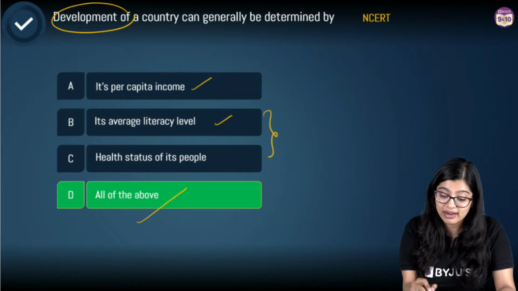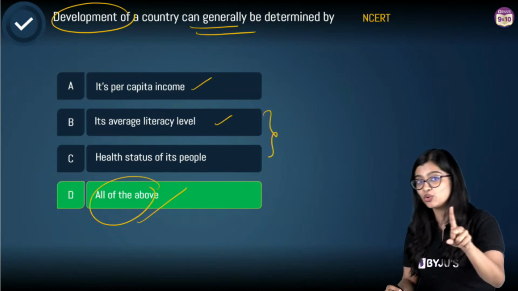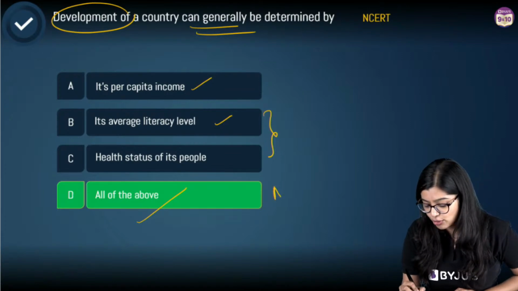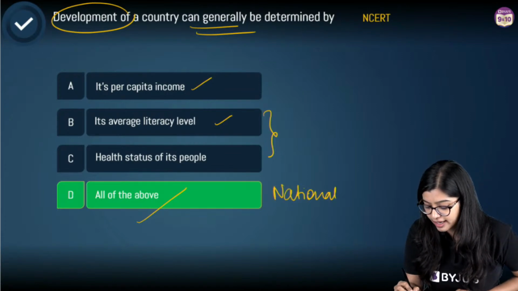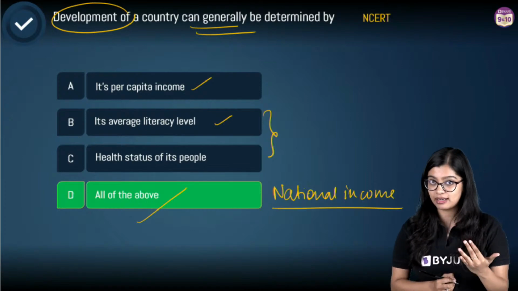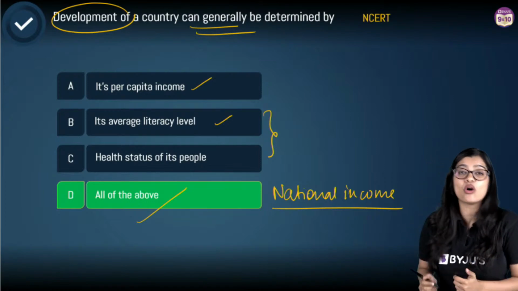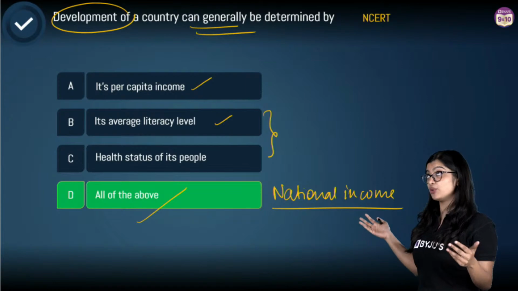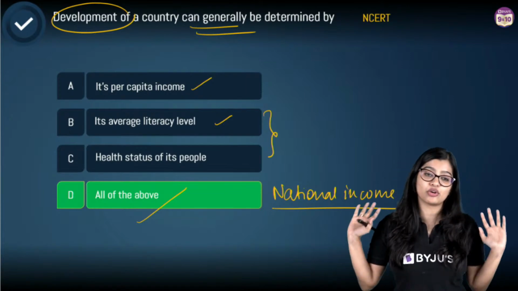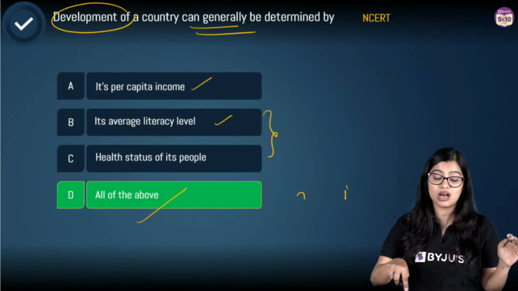I know the word generally is confusing, but I'll agree with you if you didn't have all of the above as an option. Let's assume you had national income as an option. Then maybe you could have picked PCI. But since all of the above is there, and you know that development can be measured in various ways, I will pick all in order to measure development. Are we clear? Students who got confused here, I hope we are clear.